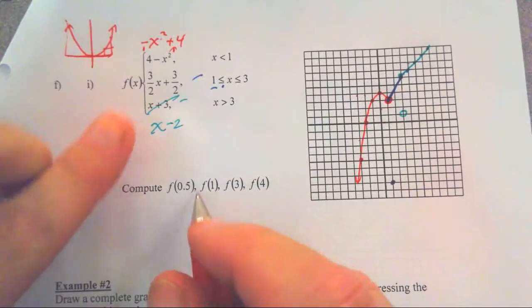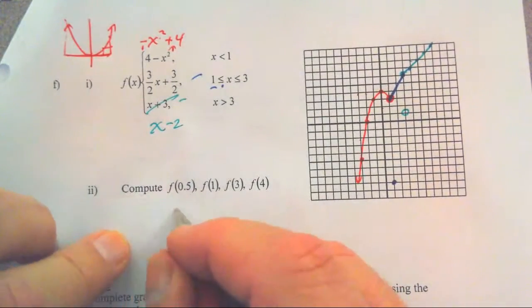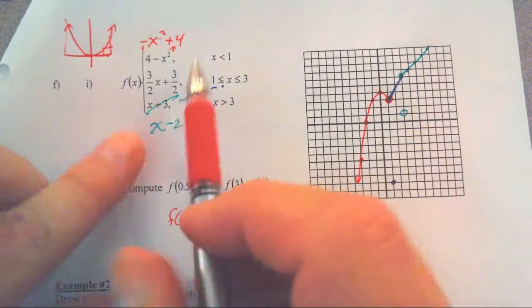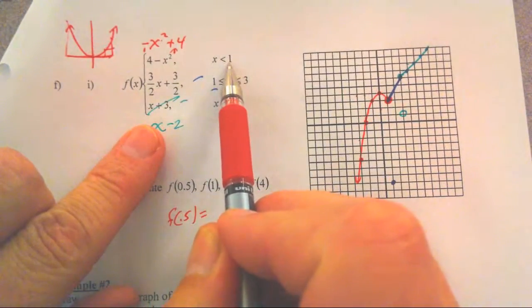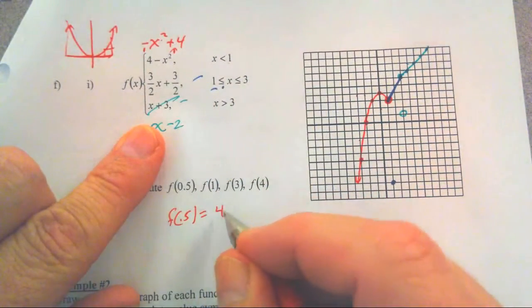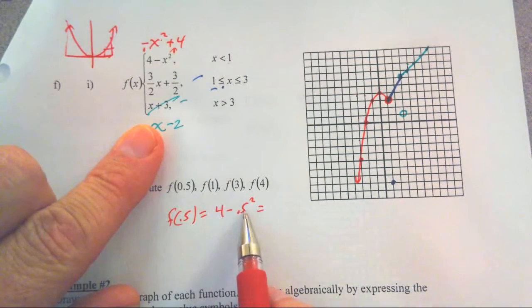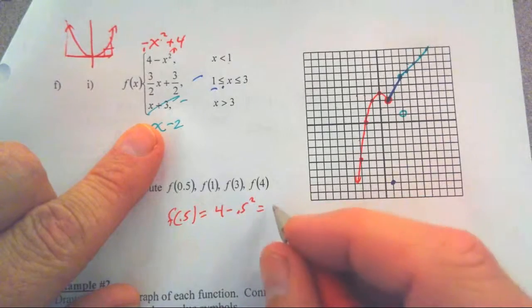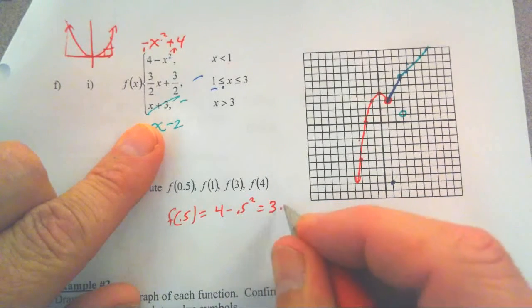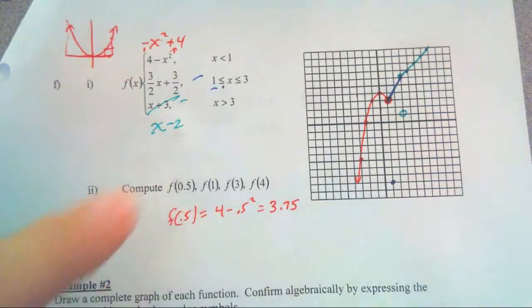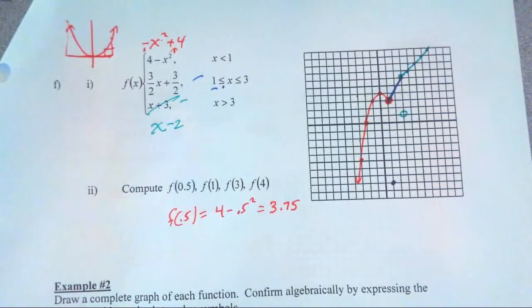So compute f of 0.5. F of 0.5. You could change that to 1/2 if you like. But 0.5 is less than 1, so we're treated as 4 minus 0.5 squared. That's 4 minus half of a half, 4 minus a quarter, 3 1/4. 3 3/4, I'm sorry. 3.75 or 3 3/4.